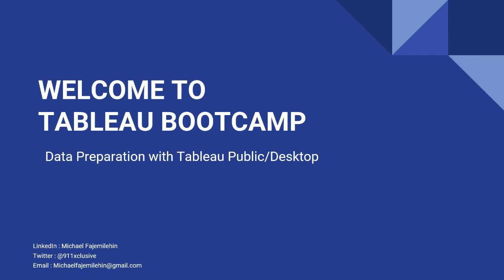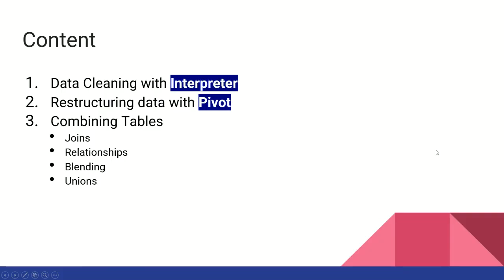So, Tableau preparation. We are under Tableau preparation, data preparation. Pardon me. We are going to be looking at these topics. Data cleaning with interpreter. There's a feature in Tableau called the interpreter. Right. We are going to be looking at how to restructure your data with pivot. We are going to be looking at how to combine tables or how to combine data with joins, relationships, blending, and union.